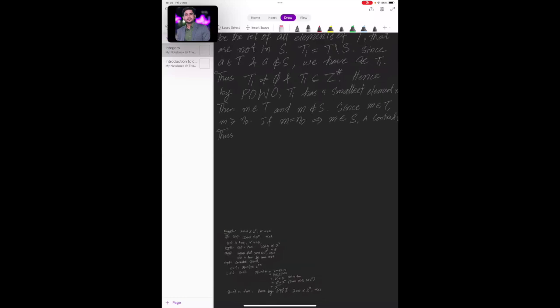Thus, M is greater than N naught. This implies that M minus 1 is greater than or equal to N naught, and M minus 1 is inside T. Now, M minus 1 is not inside T1, since M is the smallest element of T1, so it cannot have more smallest elements.